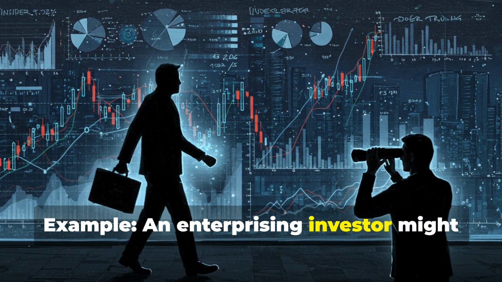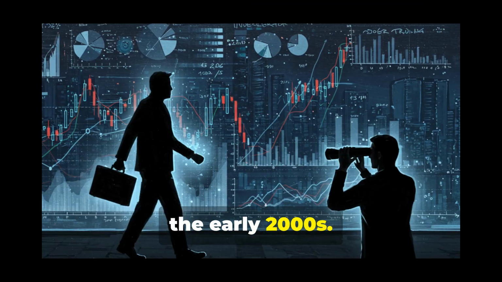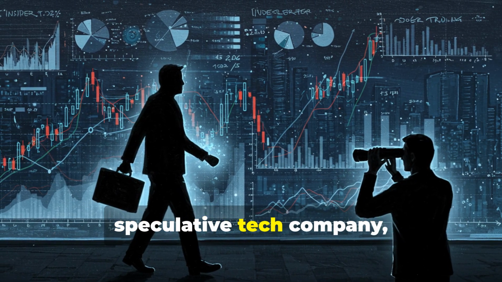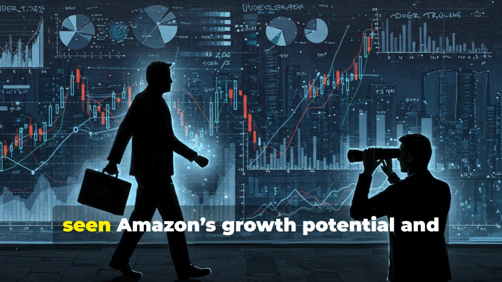Example: an enterprising investor might identify undervalued stocks like Amazon in the early 2000s. At the time, many viewed Amazon as an overvalued, speculative tech company, but an enterprising investor who conducted thorough research would have seen Amazon's growth potential and invested early.